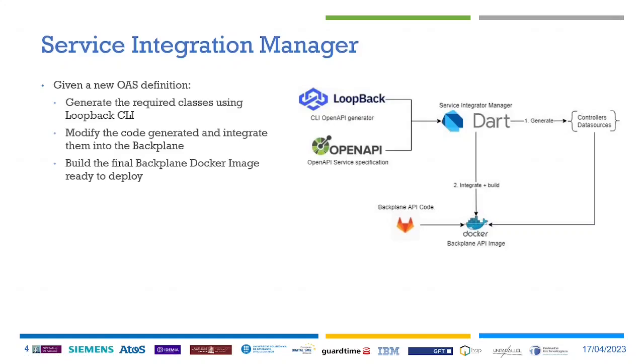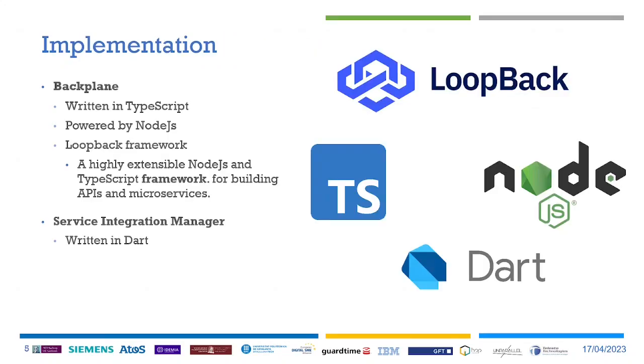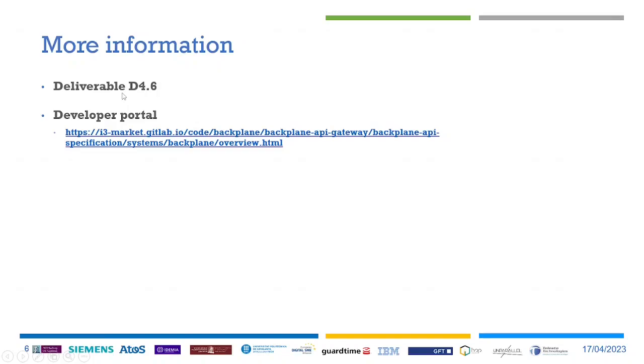to be deployed. About the implementation, the Backplane API is written in TypeScript, which is then powered by Node.js, and we are using the Loopback framework, which is a highly extensible Node.js and TypeScript framework for building APIs and microservices in an easy manner. And then for the Service Integration Manager, we are using Dart as programming language. Please refer to the deliverable D4.6 and the developer portal for more information regarding the Backplane API.